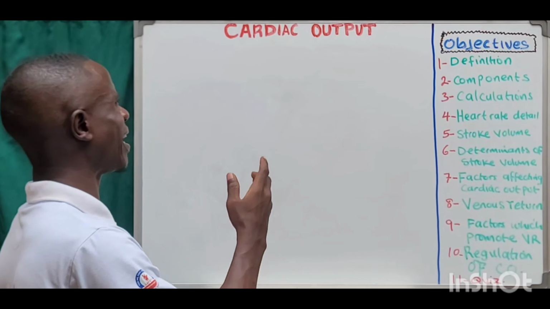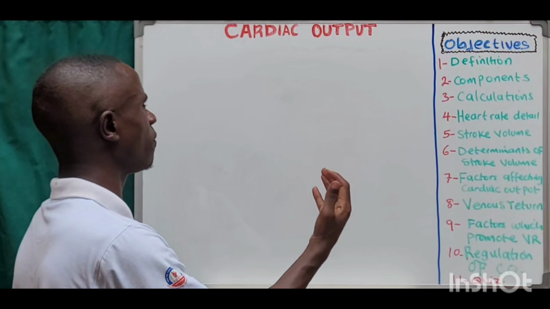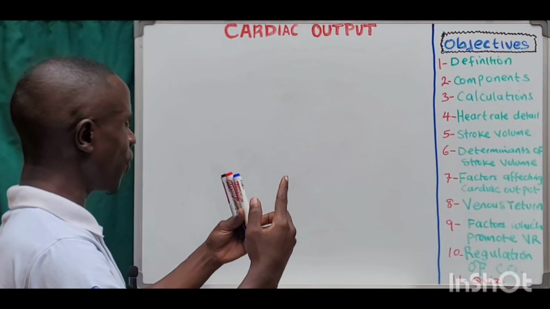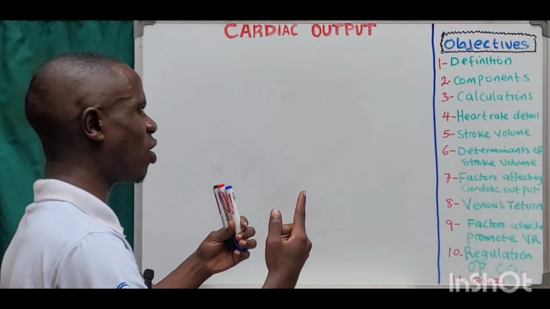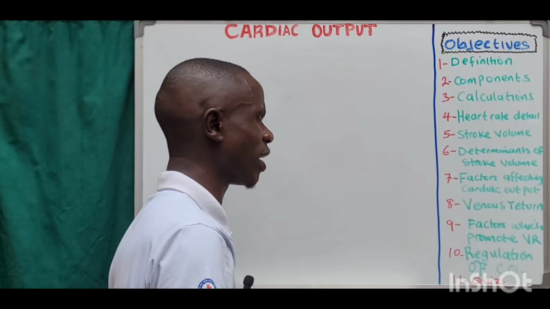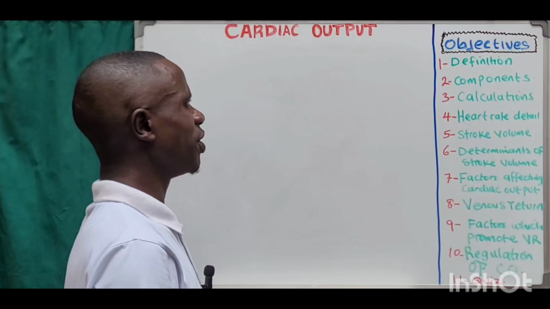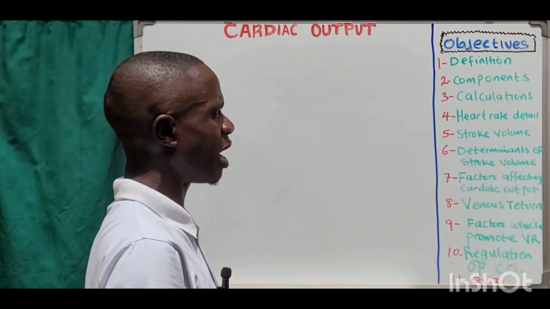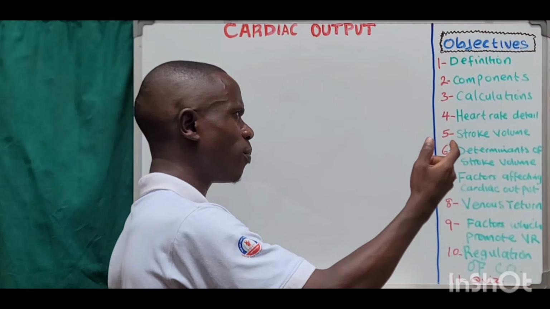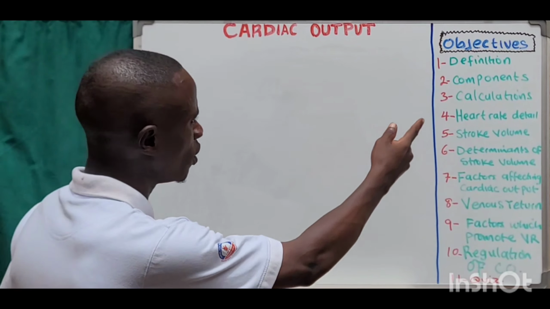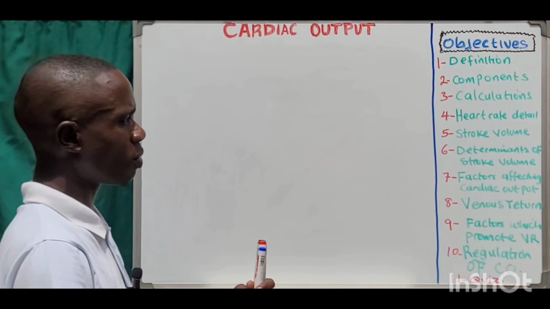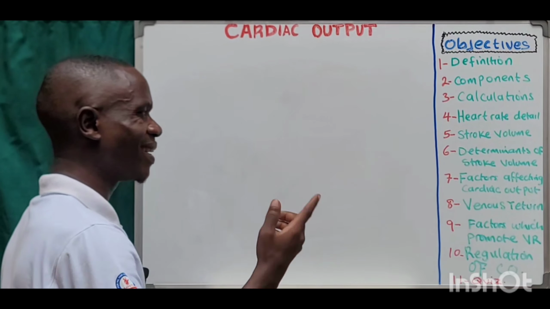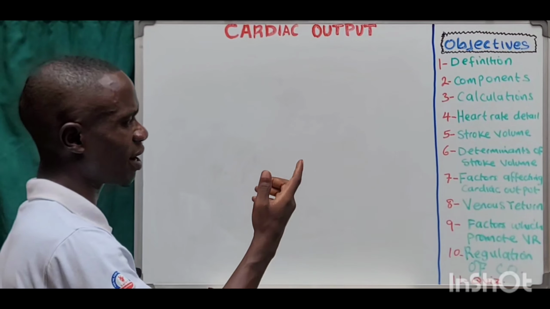In this video, we are starting off the series on the concept we call cardiac output. By the end of the series, we are going to know the following. These are the objectives. We first need to understand the definition of cardiac output. We shall look at the components of cardiac output. We also need to look at how we calculate cardiac output. We shall look at stroke volume and heart rate in great detail, which are the main determinants of cardiac output.